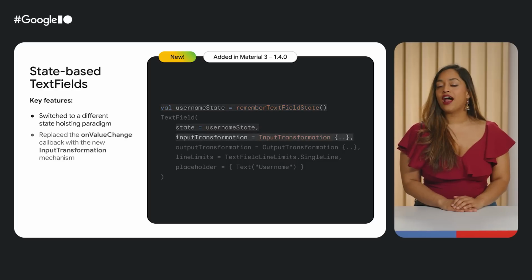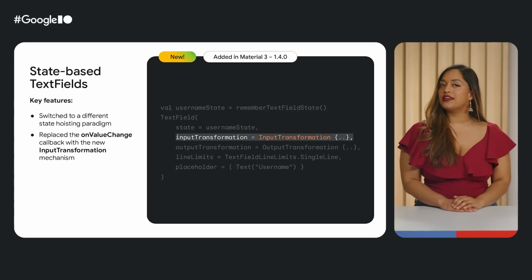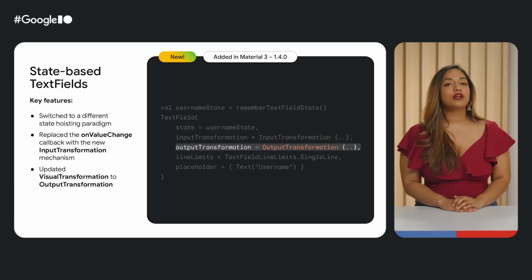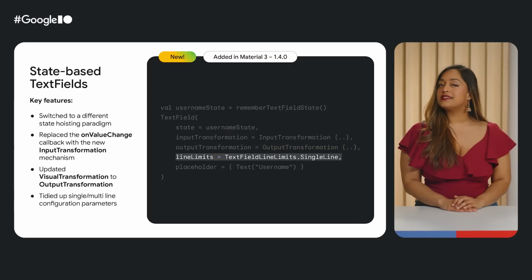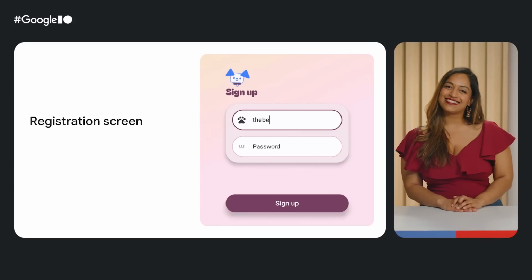We've replaced the onValueChange callback with the new input transformation mechanism for handling input modifications. We've updated the visual transformation to output transformation for managing how text is presented. And we've tidied up single and multi-line configuration parameters. Okay, back to the dogs.